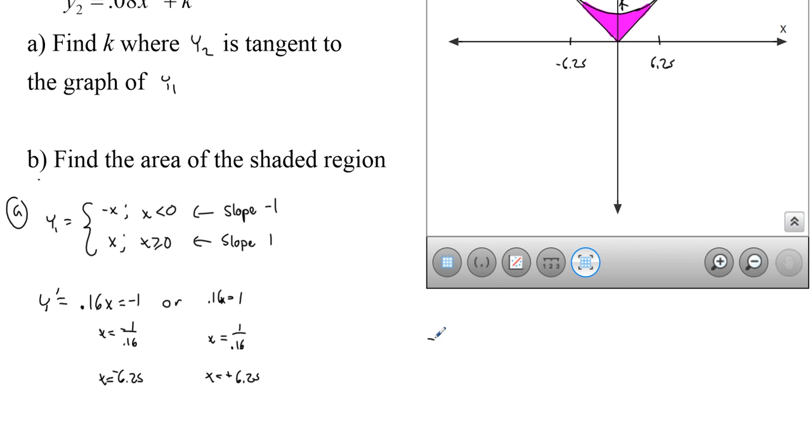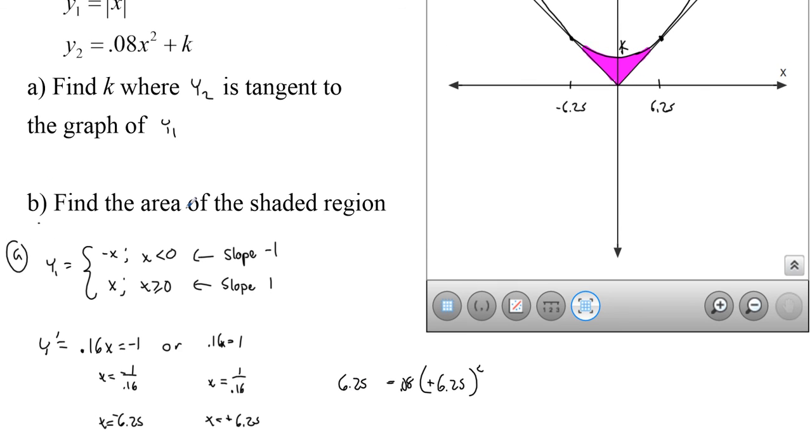So when I get positive 6.25 squared times 0.08, sorry, I need that thing to be equal to 6.25. And why do I need it to be equal to 6.25? Because it's on this line, and this line is y equals x. So if this point is 6.25, then that point is also 6.25, and I need to find that k.